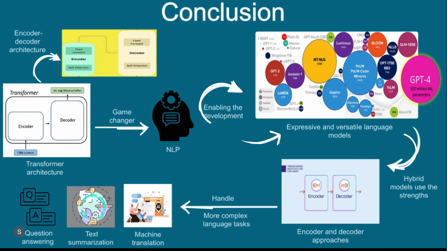Conclusion. The transformer architecture, often referred to as the encoder-decoder architecture, has been a game-changer in the field of NLP, enabling the development of highly expressive and versatile language models. These hybrid models use the strengths of both encoder and decoder approaches to handle more complex language tasks, such as machine translation, text summarization, and question-answering systems.